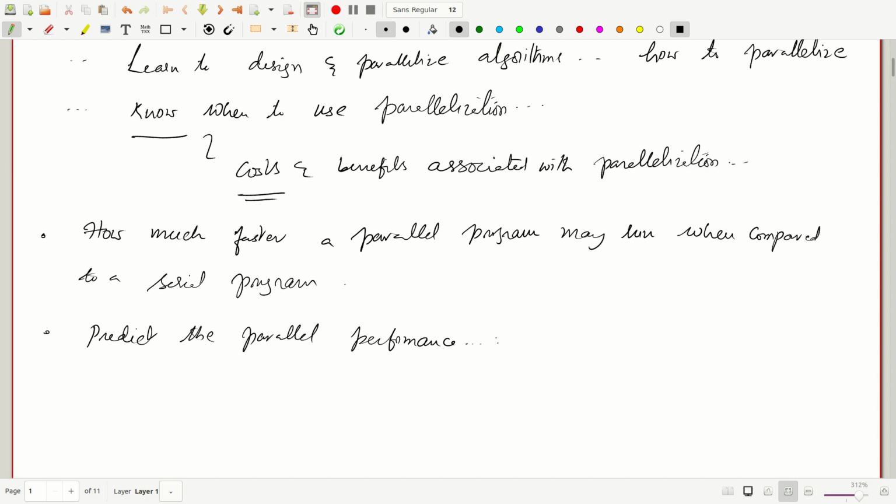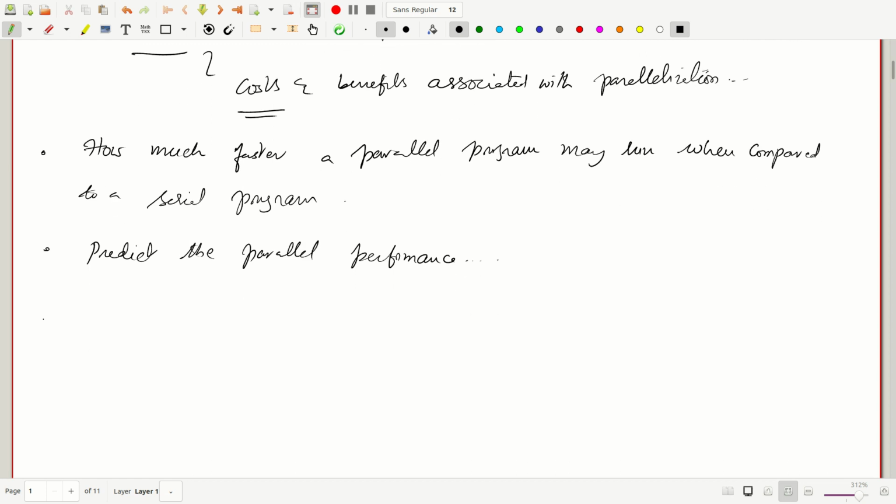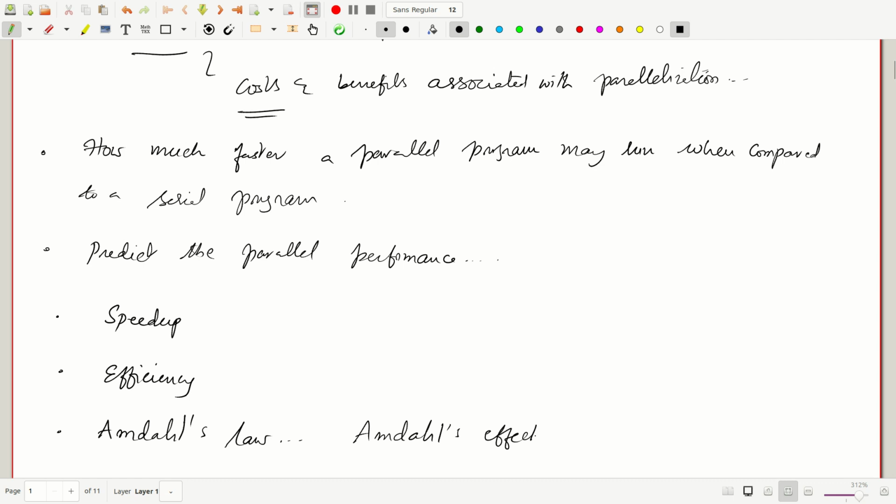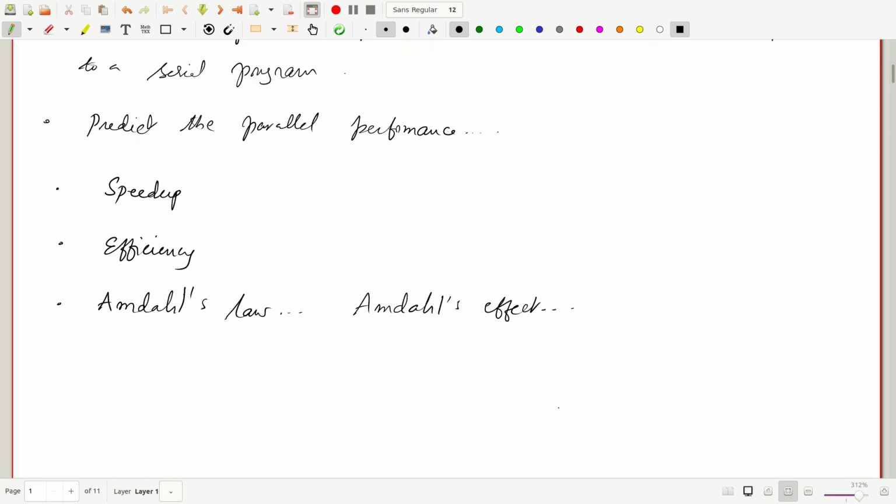To this end we will be introducing a few new definitions, and those are speedup and efficiency, and we are also going to look at something known as Amdahl's law and Amdahl's effect. So this is all we are going to learn. There are a few more things which I will mention towards the end of the lecture, which we are not going to learn, but they may be useful later on when you do a project or something like that. All right, so let's get started.